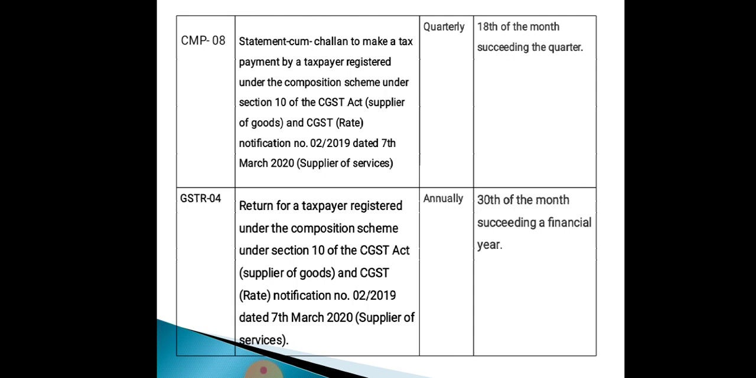Frequency: annually. Due date: 30th of the month succeeding a financial year. GST return 4 has to be filed on an annual basis. The due date for filing GST return 4 is 30th of April following the relevant financial year. For example, the GST return 4 for financial year 2019-20 is due by 30th April 2020. Until the financial year 2018-19, the due date was 18th of the month after the end of the quarter.